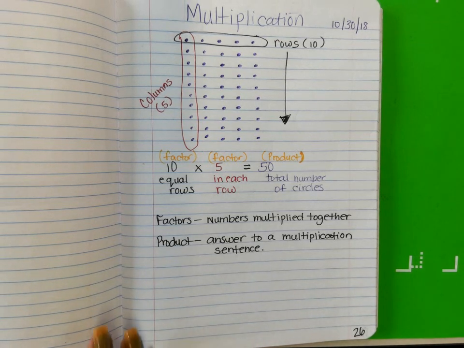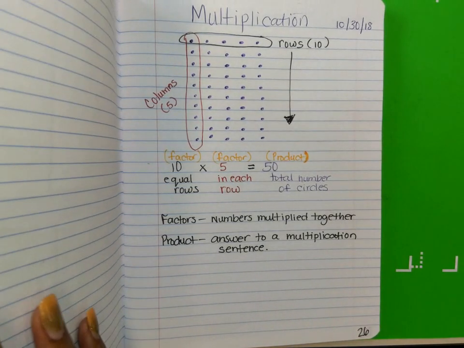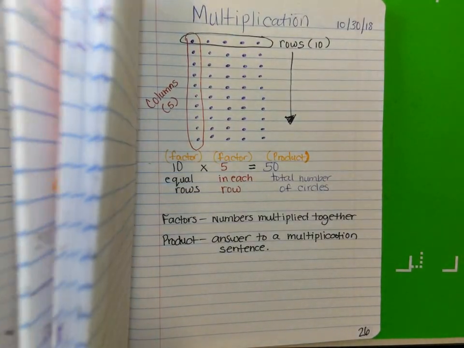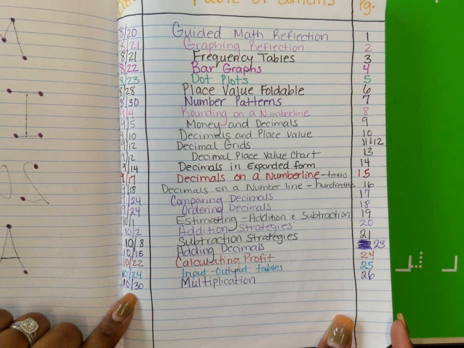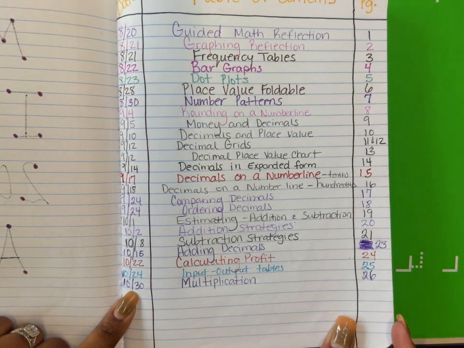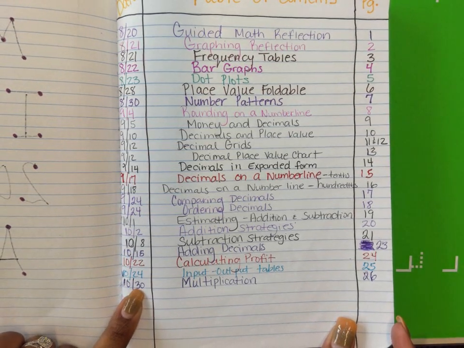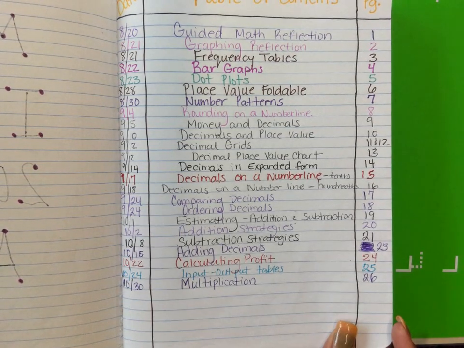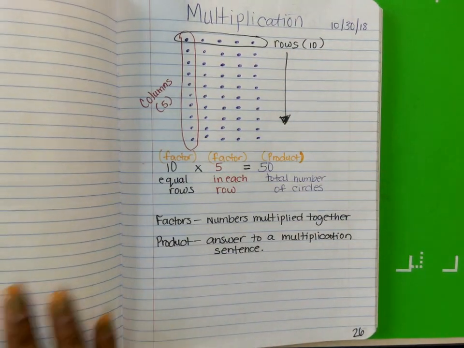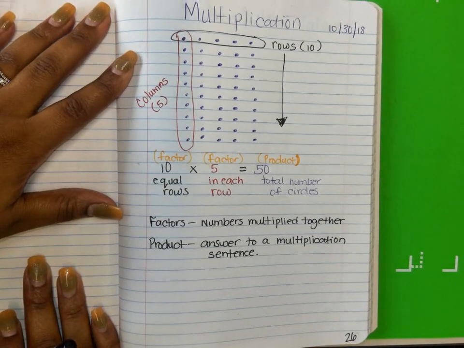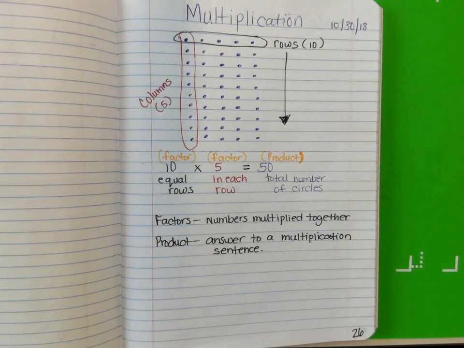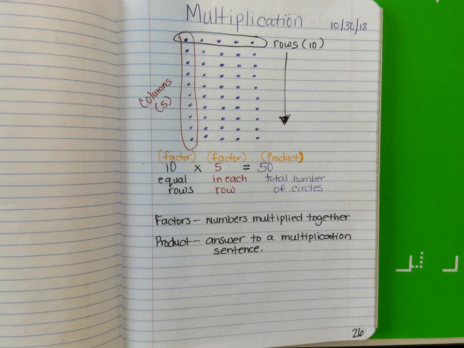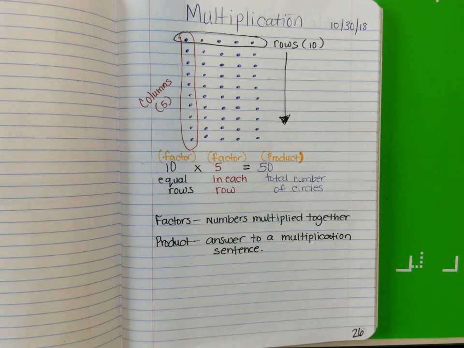Okay, boys and girls, really quick. For my afternoon class, who did not get to set up your table of contents, go ahead and set up your table of contents: today's date, multiplication, and page 26. Once you have done that, my afternoon class, go ahead and copy down these notes. My morning class should already have these notes, and we're going to get started.